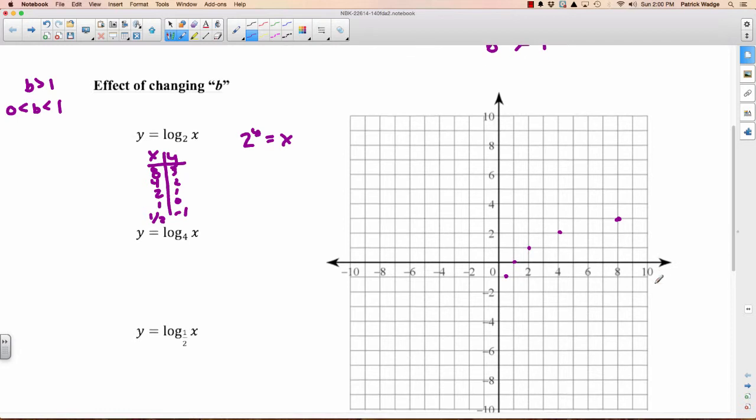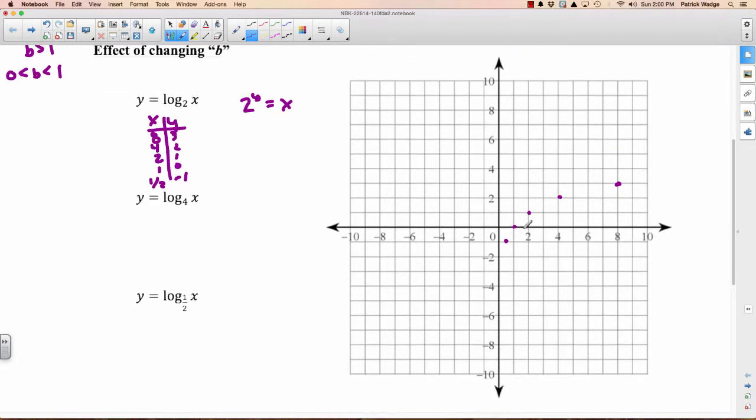And hopefully that's enough. We could put more points, but hopefully that's enough, especially if you remember what it looked like from last day, to see that this is an increasing function. It goes up like this, and then it comes down here, and it's getting closer and closer and closer to the y-axis, but it never makes it. The y-axis is an asymptote. So we'll highlight that one, and that is y equals the base 2 logarithm of x.